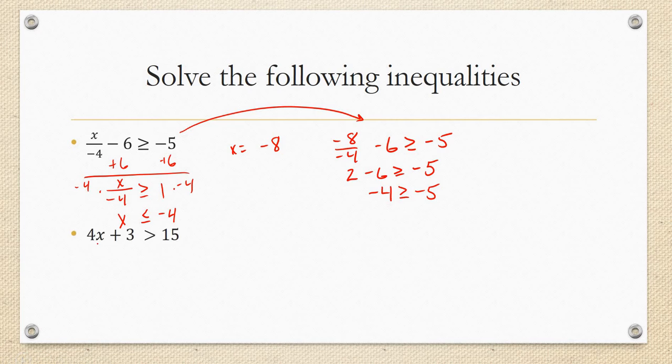Let's try one more. Again, take a minute and look at this. Try it on your own and then come back to the video. Okay, so 4x plus 3 is greater than 15. The x is being multiplied by 4 and then we're adding 3. So I'm going to subtract 3 first. I get 4x is greater than 12. Divide by 4. X is greater than 3. Hopefully that's what you got.